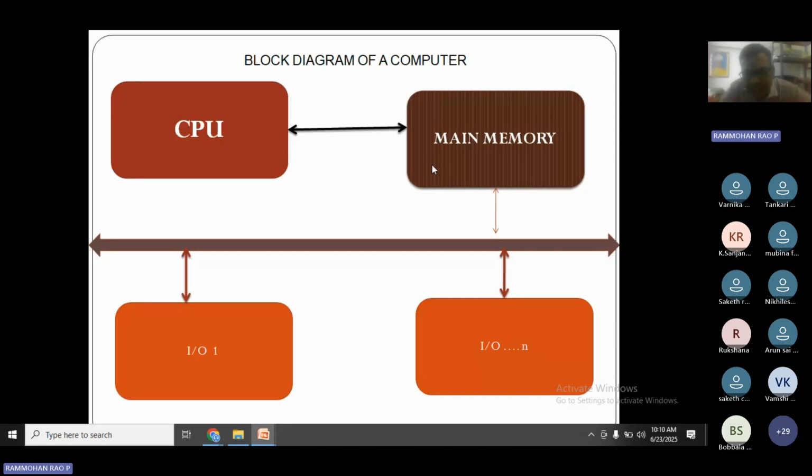And all other devices, it can be your hard disk, your monitor, your keyboard, all input output devices. If you observe, IO device 1 to IO device n, any number of devices can be connected to a computer, but they are not directly connected to the CPU. This is a fundamental point to be noted. And this very big horizontal line which connects these IO devices to the CPU is called the external bus.